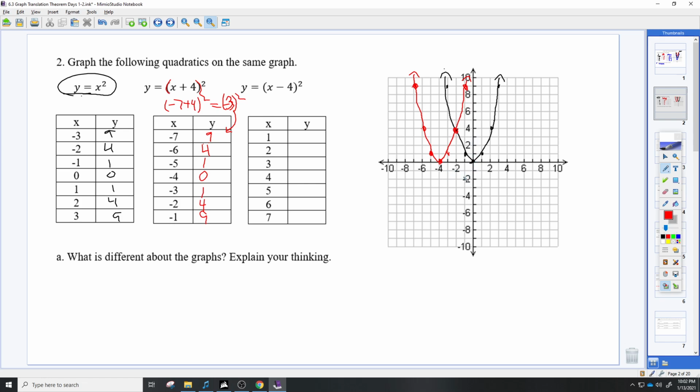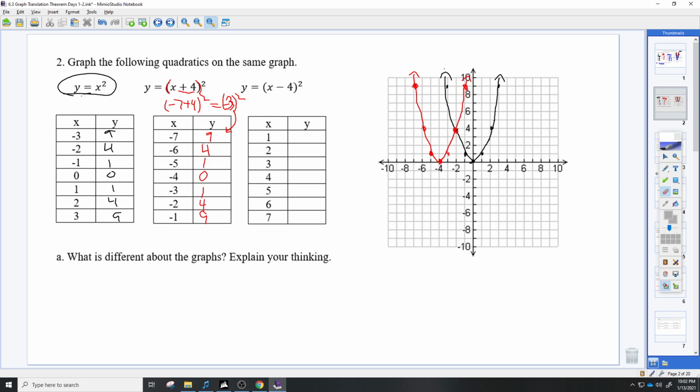So notice what happened this time from the original graph, the original parent graph. It has now moved not up or down, but in this case, we're moving this graph all the way to the left. So it is kind of weird. We put a plus 4 inside the parentheses, but it moved it to the left, to the negative 4. Interesting, something we're going to have to remember.